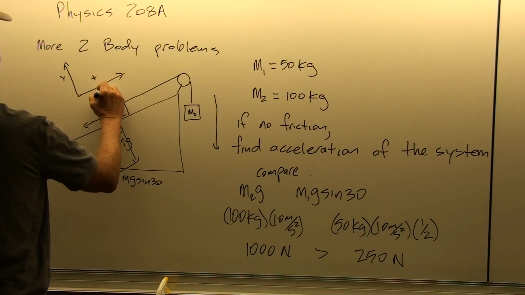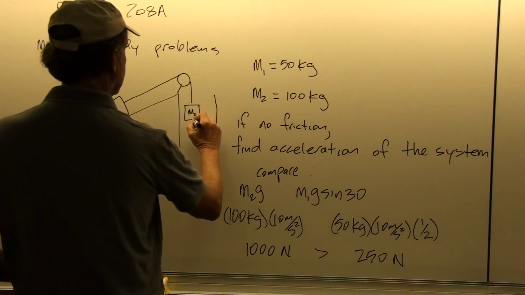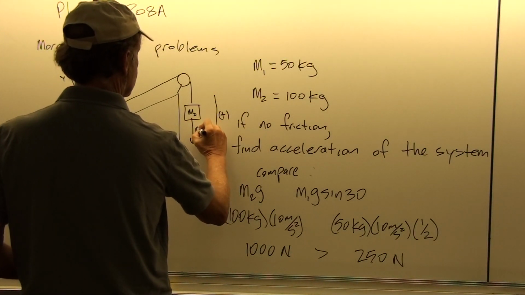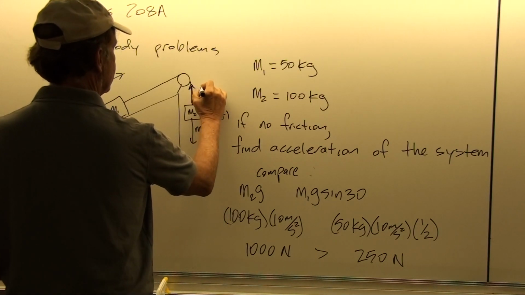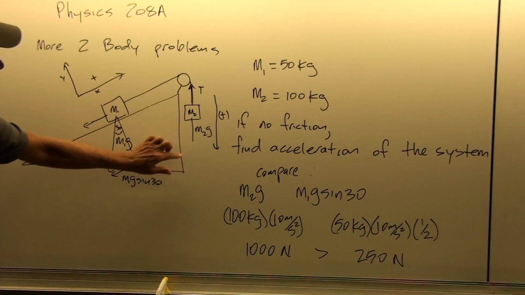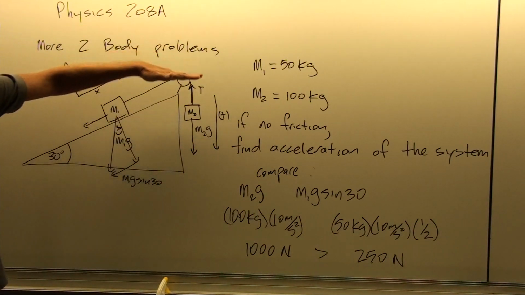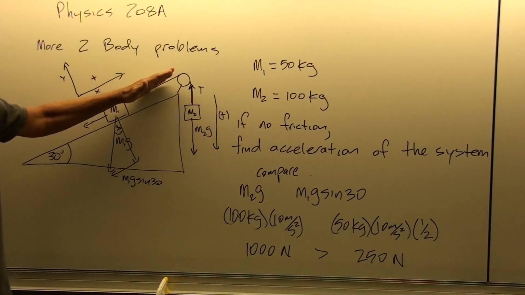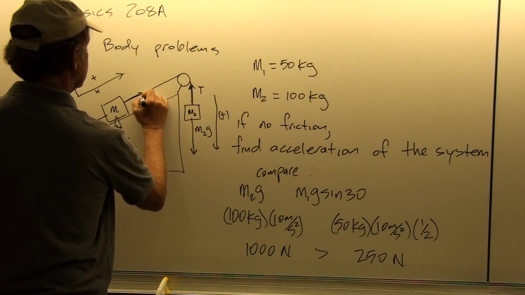And then I can define the y direction to be perpendicular to the plane. Then over here, I can define the positive direction to be down for M2g. And then we can draw our vectors in. M2g, this is going to be a tension force. But I know the tension force must be less than M2g because I already know it's going to go this way. The forces are dominating this way, and that's going to pull M1 up the incline. So M1 is going to be accelerating up the incline.